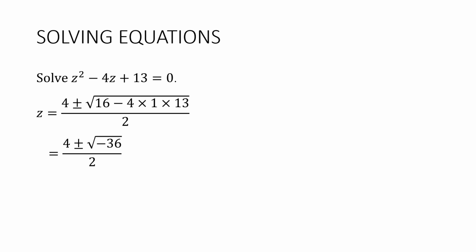Now we can simplify this. This is the same as the square root of 36 times the square root of negative 1. And that, of course, is 6i. We can simplify that, and we get 2 plus or minus 3i.